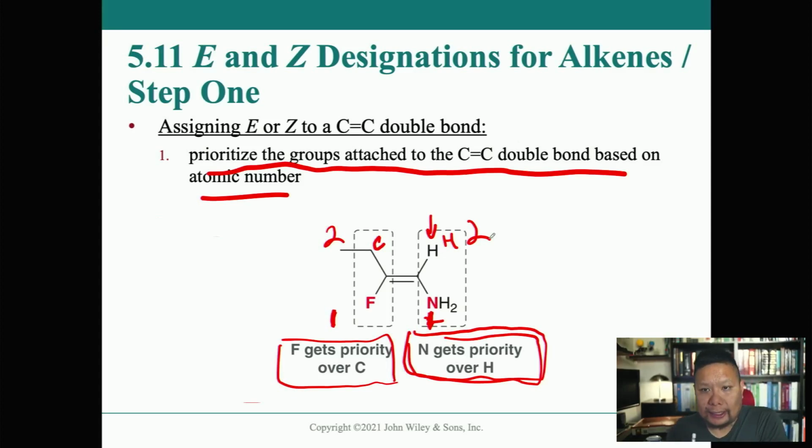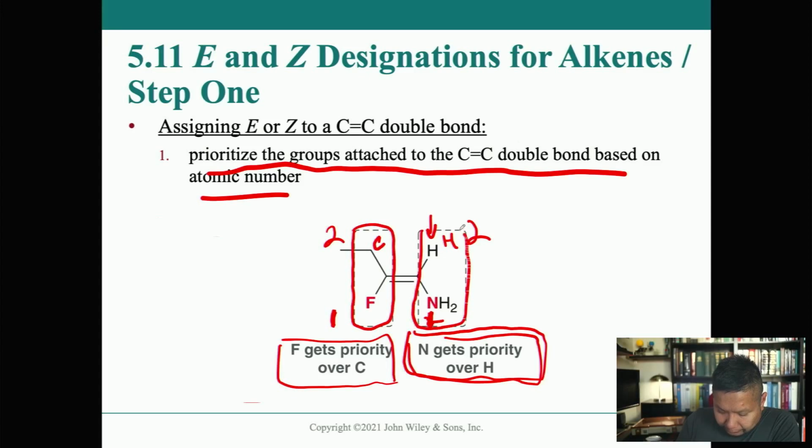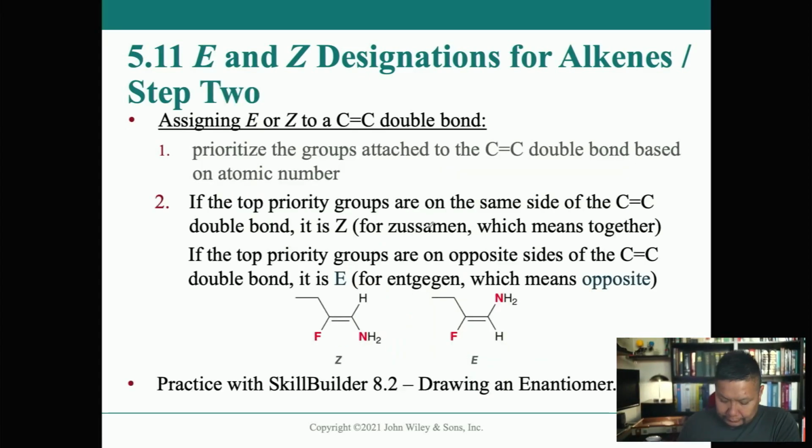So, unlike in the Cahn-Ingold-Prelog system, you're not prioritizing all 4. You're prioritizing 2 at a time, and they are the 2 that are on either side of the double bond, right? So, if the top priority groups are on the same side of the carbon-carbon double bond, then it is Z for zusammen, right? Which means together.